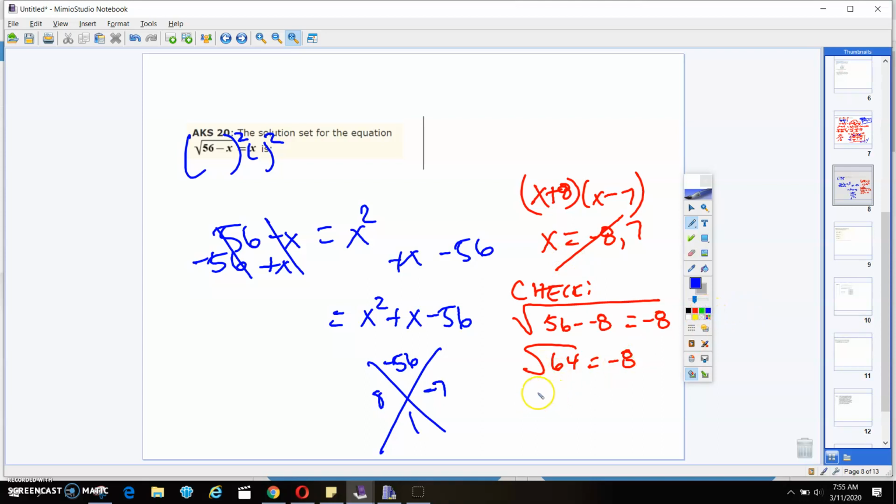I'm going to check 7. So I'm going to plug that into my equation. 56 minus 7 is 49. The square root of 49 is 7. So 7 would be your final answer on this one.